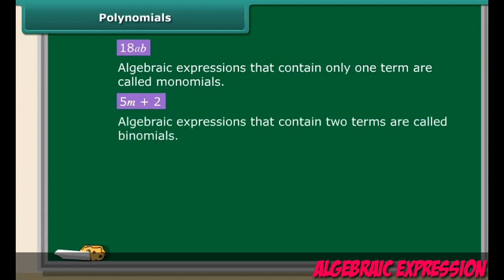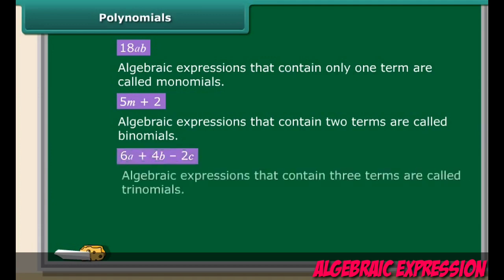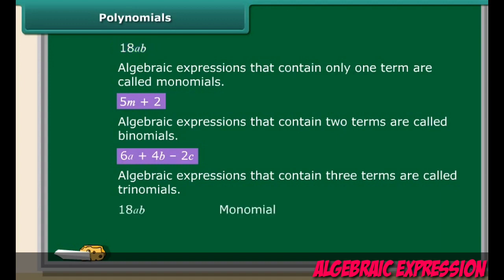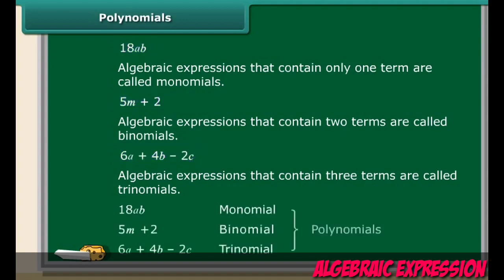This type of algebraic expression is called binomial. The expression 6a plus 4b minus 2c is not a binomial because it has three terms, right? So this type of algebraic expression is called trinomial. Remember, all algebraic expressions that have one or more than one terms are called polynomials. Therefore, monomials, binomials and trinomials are all polynomials.